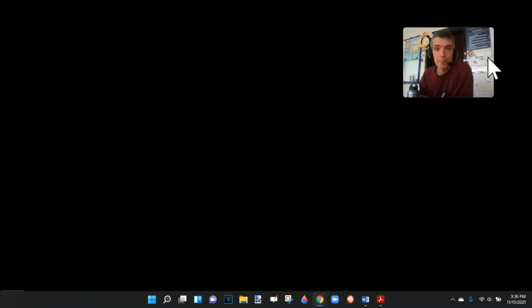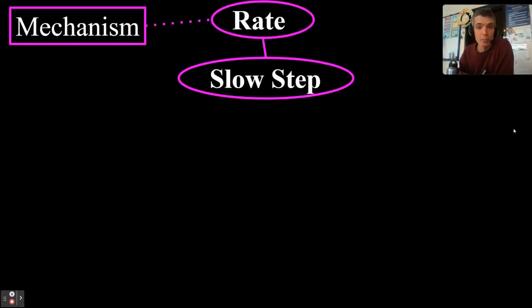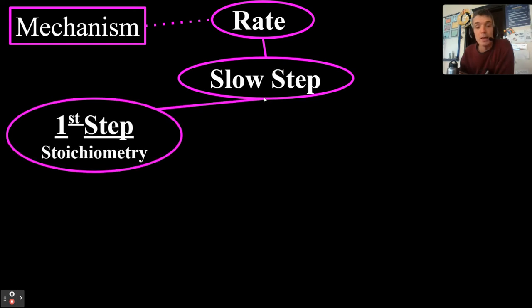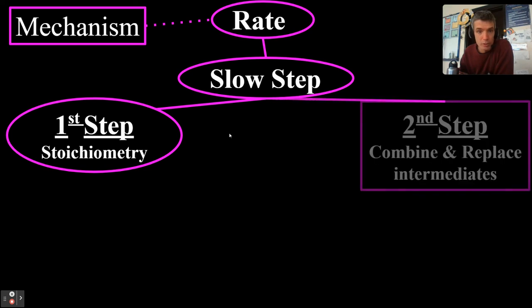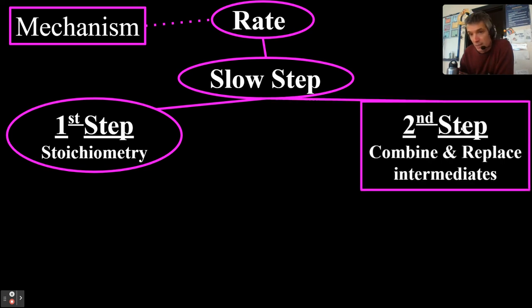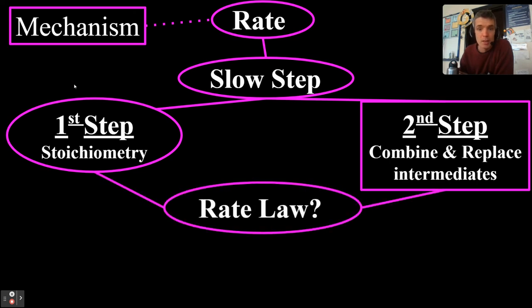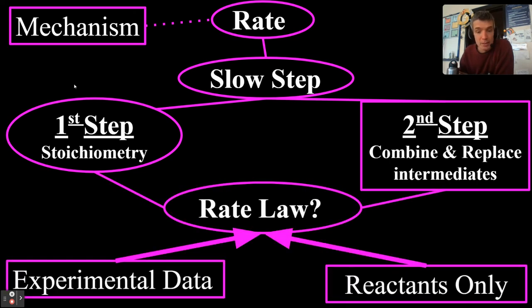And just to recap, a mechanism has a rate. It's going to be determined by the slow step. If it's just the first step, you go by the stoichiometry and you can write your rate law. If it's the second step, you have to do a little bit more. And I modeled doing this first one when I wrote the rate laws in the video above. You just go by the coefficients. And whatever rate law you get should have only reactants from the overall reaction and needs to be proven or supported by experimental data.